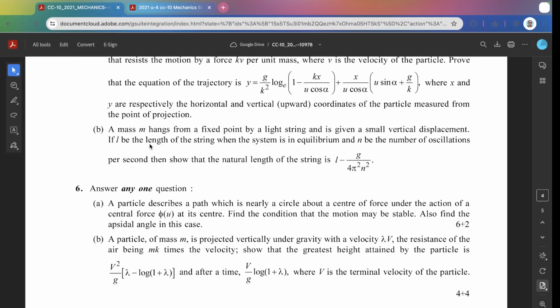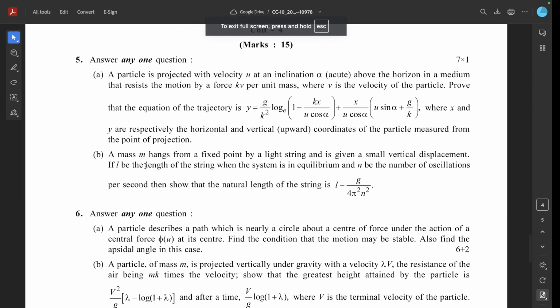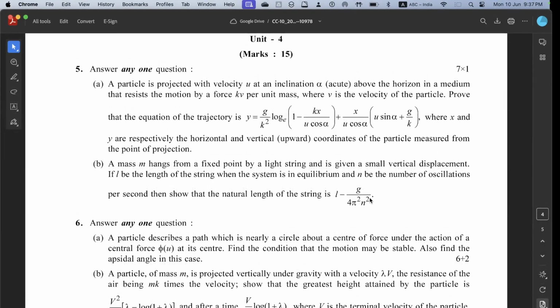Question 5b. A mass m hangs from a fixed point by a light string and is given a small vertical displacement. If L be the length of the string when the system is in equilibrium and n be the number of oscillations per second, then show that the natural length of the string is L minus g by 4 pi square into n square.